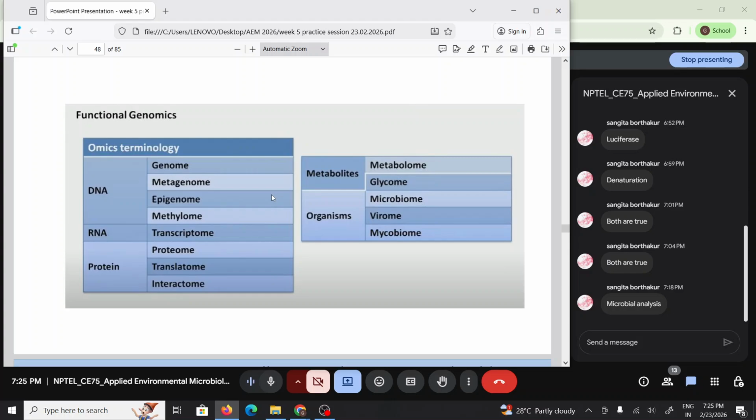Apart from these three molecules, which are DNA, RNA, and protein that you see in the central dogma, you can also study various metabolites. So this includes metabolomics and glycomics. And finally, when you study the organism itself, you call it microbial analysis, microbiomics, viromics for viruses, and mycobiomics for fungi.